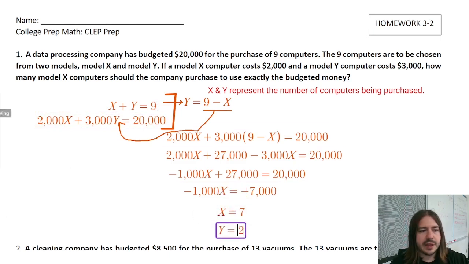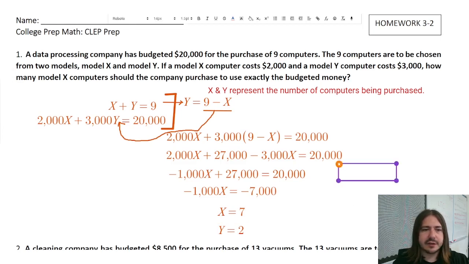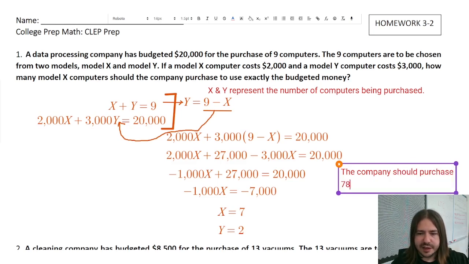All right, so let's go ahead and answer the question in context here. So let's see, the company could purchase 7 Model X computers and 2 Model Y computers.